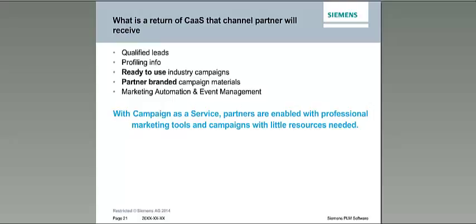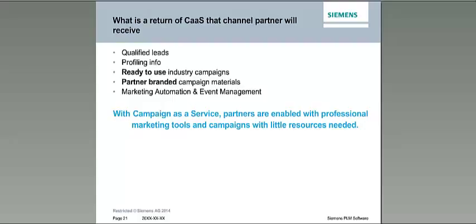So what is the return of campaign as a service that you will receive? Well, first and most important of all, and that is the goal for the marketing campaigns and automation and all these things, is to receive qualified leads. And along with these qualified leads, like I explained in the lead scoring overview, we receive a lot of information, what you can call profiling information. So when a lead is not yet ready to be followed up, we can work on these different leads by receiving more information about the leads in terms of profile information.